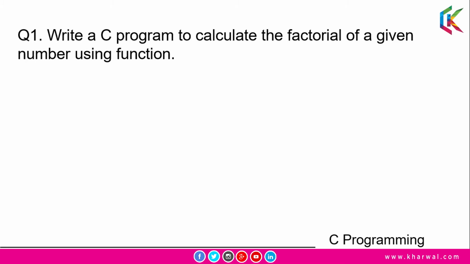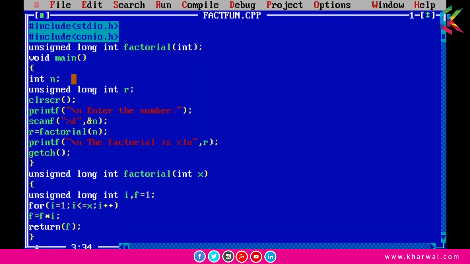So let's go ahead. So guys, now we are trying to find out the factorial of a given number using function. So we have declared a function factorial and we have passed a parameter int, and that will be of integer type. Actually, it is the number whose factorial is to be found. We are using unsigned long int as a return type for this function factorial. So basically this factorial function will return an unsigned long int value.